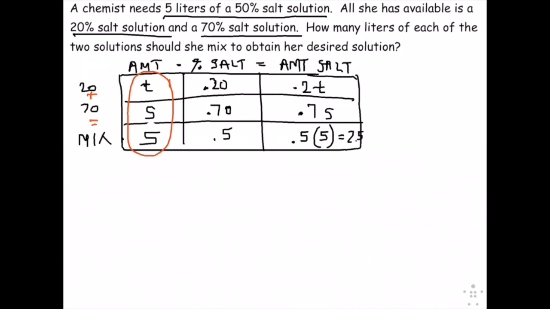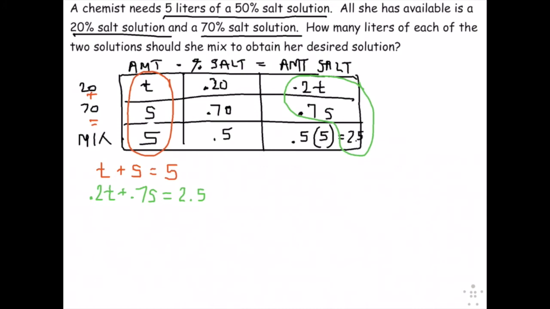As usual in these mixture problems, our first equation comes from here, because we're adding these, right? And our second equation comes down the right side. So let's write our first equation. We have T plus S equals 5, right? And the second equation, the green one, we have 0.2 T plus 0.7 S equals 2.5. Okay, so we have two equations now.